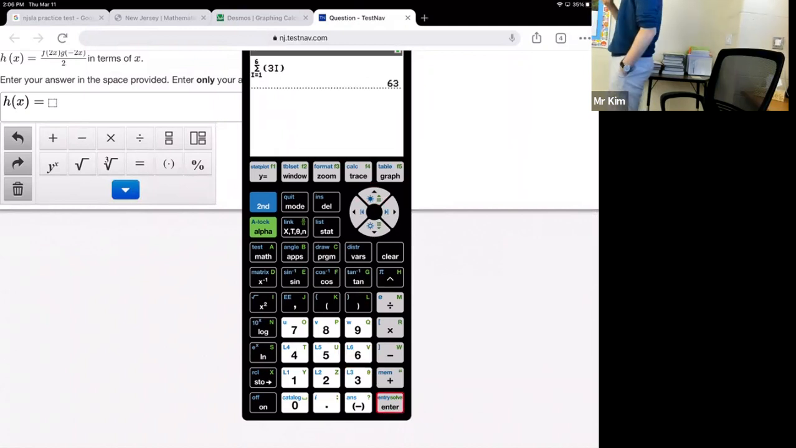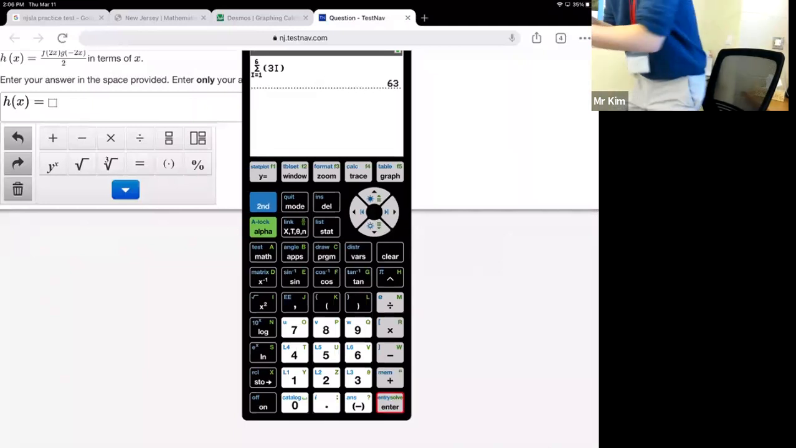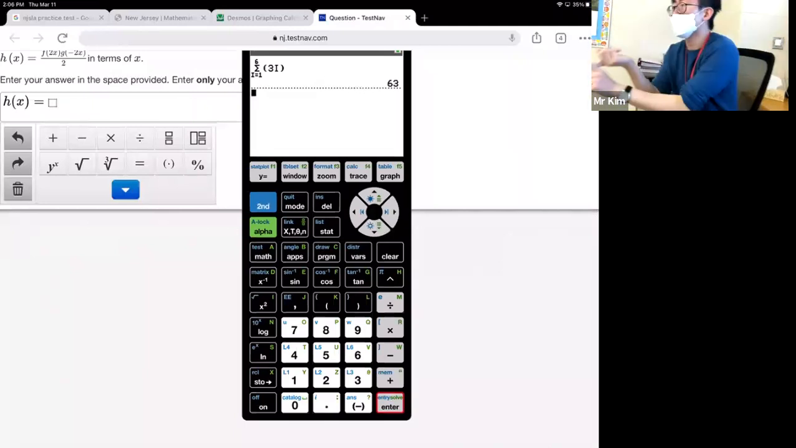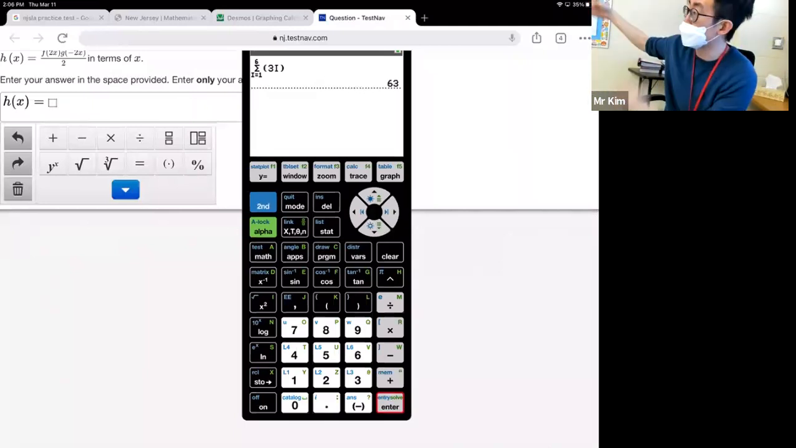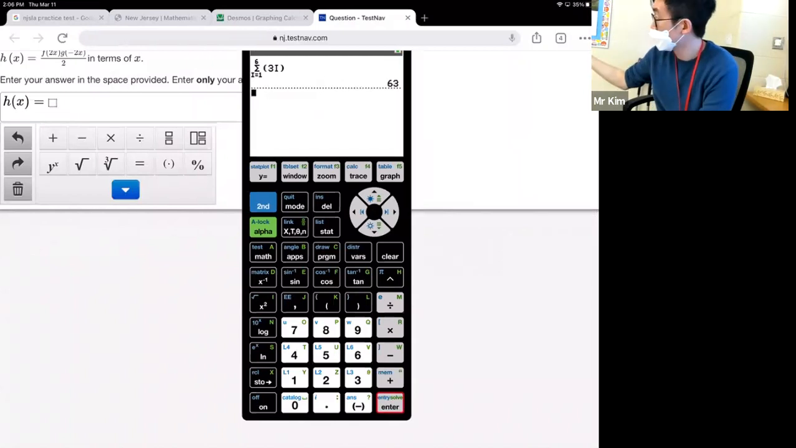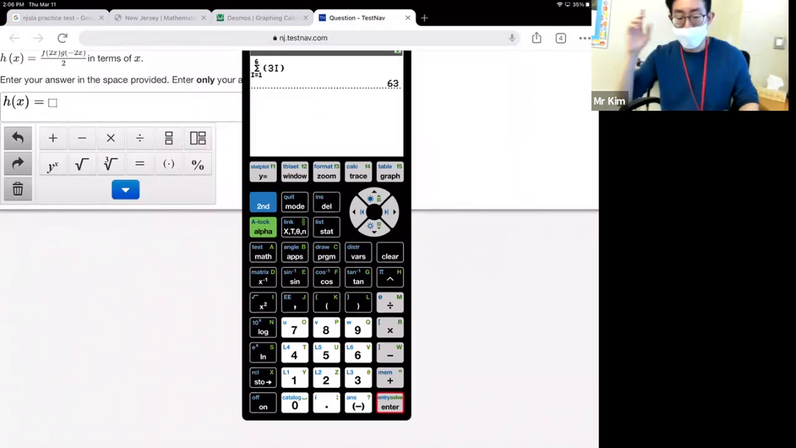So there we go. Why am I showing you this when you can just do this in your calculator? Well, first of all, you're going to be expected to do this by hand, showing me all the work by hand. This is a way for you to check your answers. Okay? Let's do another one.